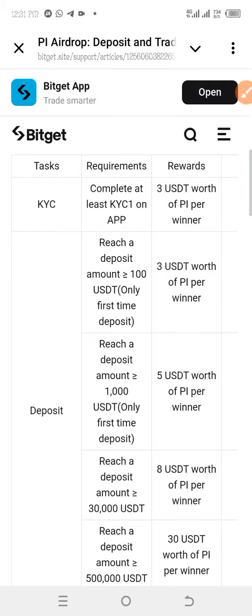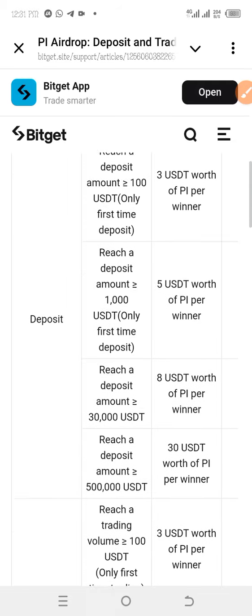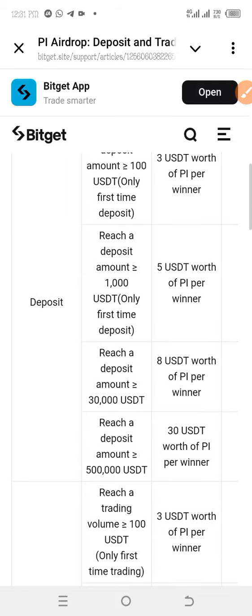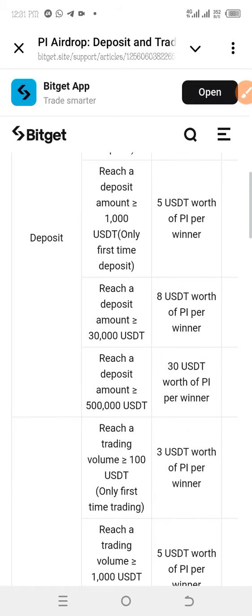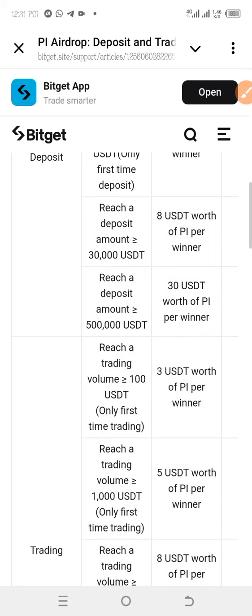The third one is if you reach a deposit of $1,000, let's assume the first deposit you made is $1,000, they are going to give you 5 USDT worth of Pi as a winner. The fourth one is if you deposit $30,000, they are going to give you $8 worth of Pi as a winner. If you reach a deposit worth $500, they are going to give you $30 worth of Pi. This is for investors, I think.